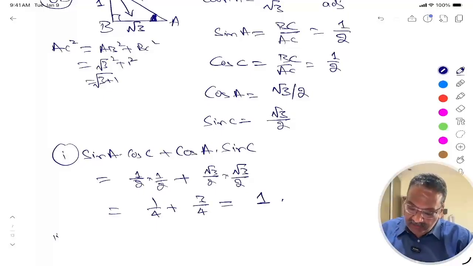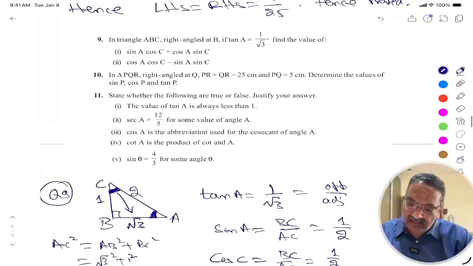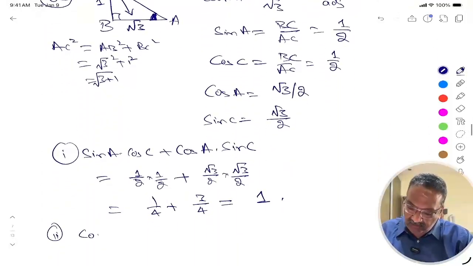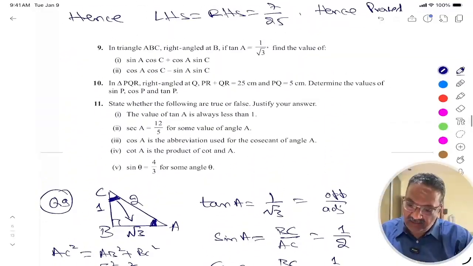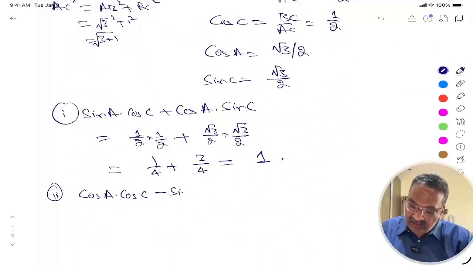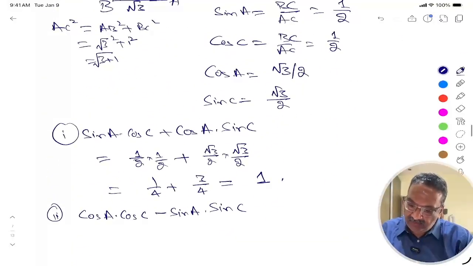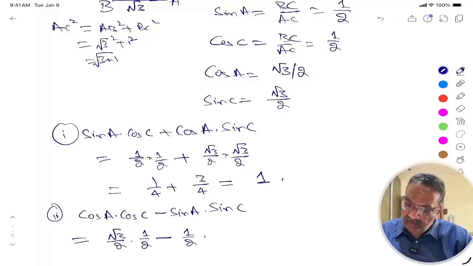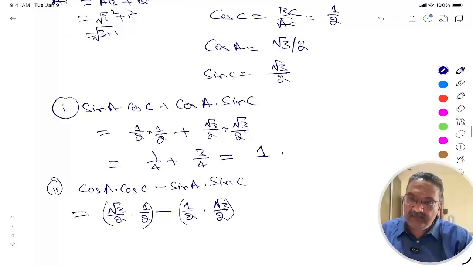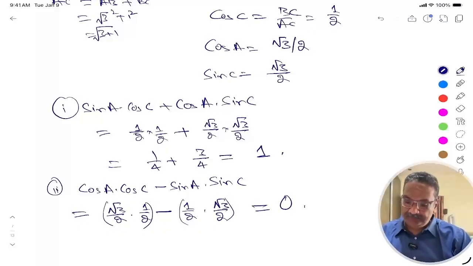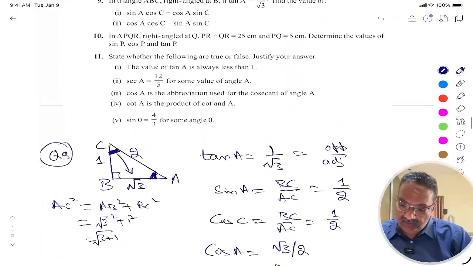Okay. Similarly, next what they have asked is cos A into cos C minus sin A into sin C. So let's substitute the same. Cos A will be root 3 by 2, cos C will be 1 by 2, minus sin A is 1 by 2 into sin C is root 3 by 2. You can see that these are both the same. So this will be equal to 0. Okay. So this is how you do this.